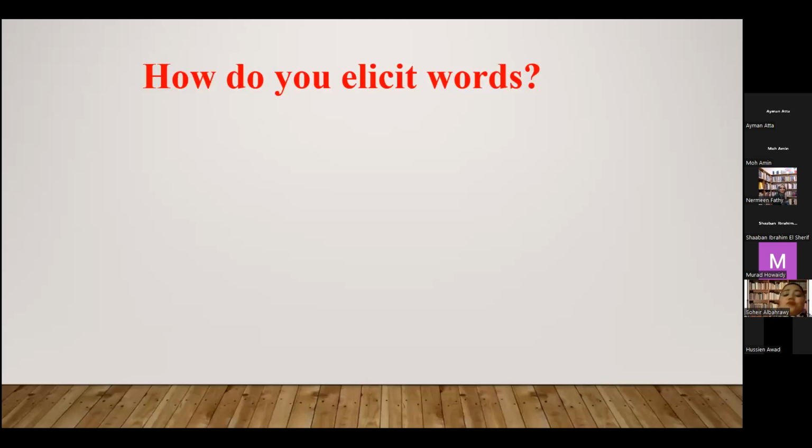How do you elicit words means how do you explain and present the new words? How do you present the new words? Which way do you use? Which technique do you use to explain the meaning of the new words? Yes, that's perfect. We have here raised hands. We have using flashcards, teaching aids, using pictures, asking questions. Wow. Using flashcards again, realia. Perfect. Any means or tool that makes the words simple.